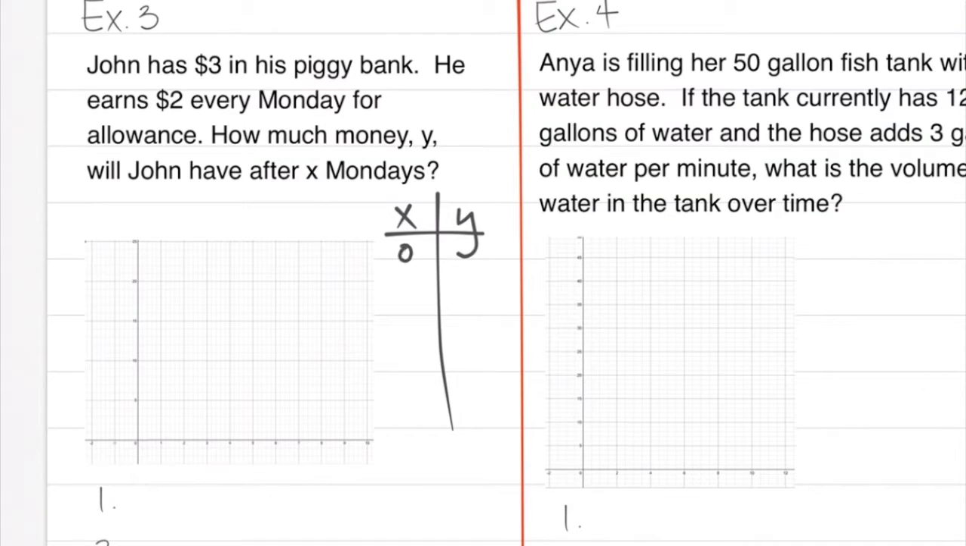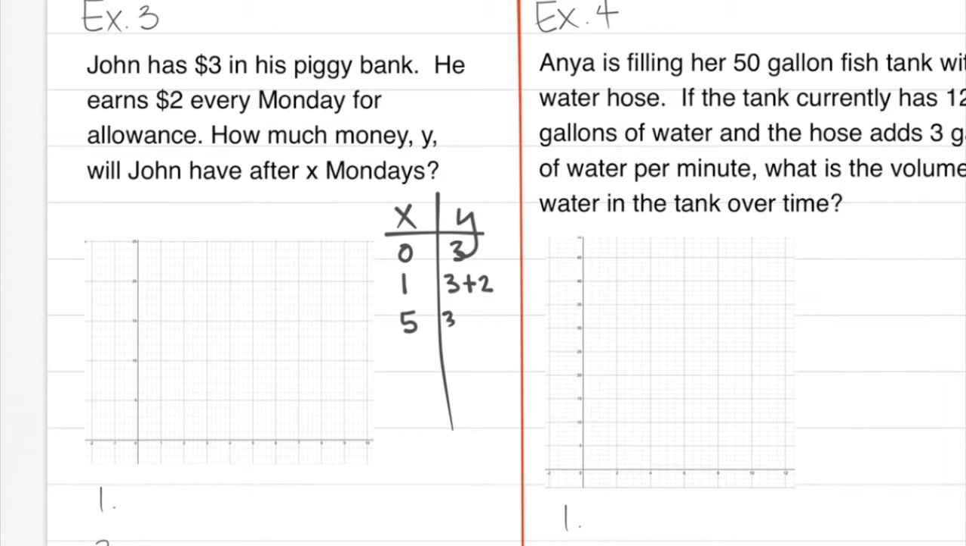So let's just say at the very beginning, after no Mondays have passed, he already has $3 in his piggy bank. Let's say one Monday has passed. So he's going to have the $3 he started off with plus $2 more. If he's had 5 Mondays, he's going to be making $10 more.